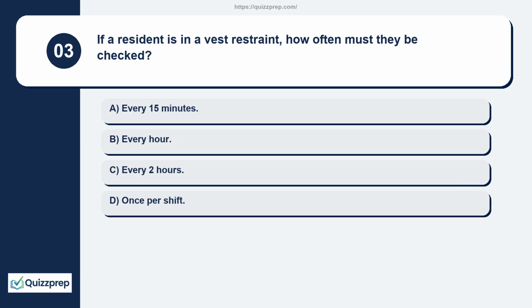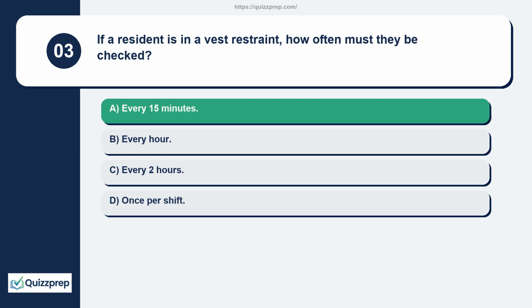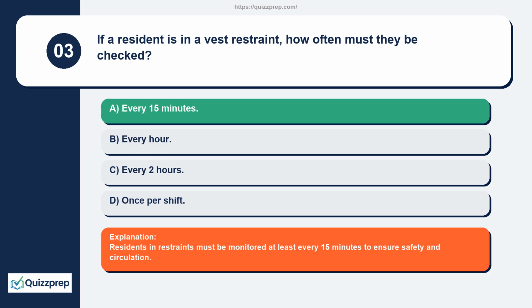Question 3. If a resident is in a vest restraint, how often must they be checked? Every 15 minutes, every hour, every 2 hours, once per shift. Residents in restraints must be monitored at least every 15 minutes to ensure safety and circulation.